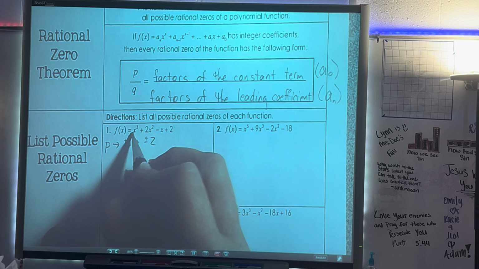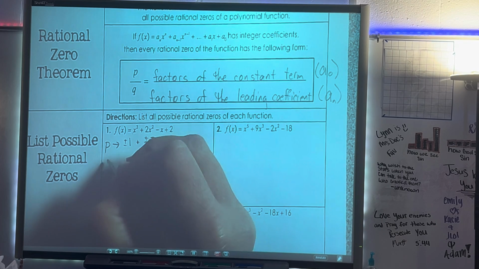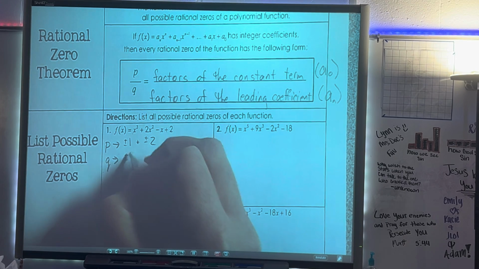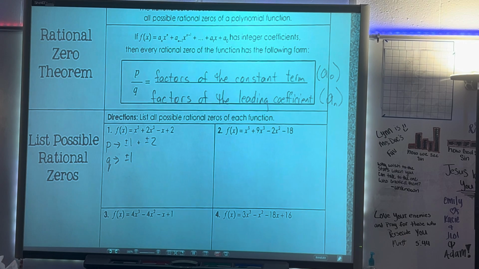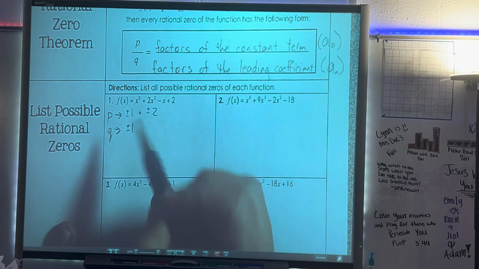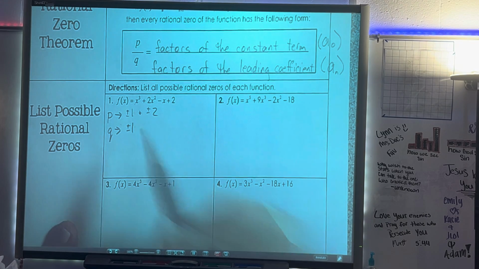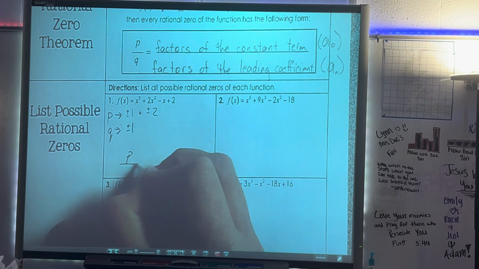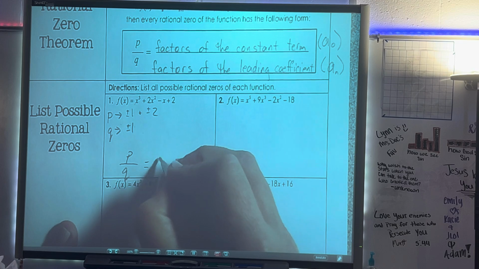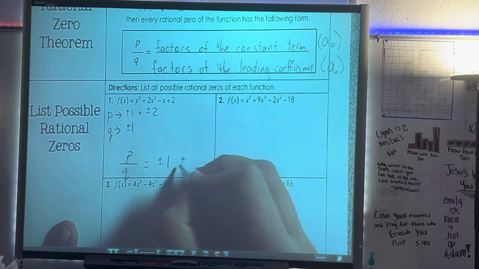My values for q out front are going to be obviously plus or minus 1. So if I look at all of the options for p over q, then p would be 1 over 1 and or 2 over 1. Does that make sense to y'all? So therefore p over q is going to be plus or minus 1 and plus or minus 2, since they're over 1.